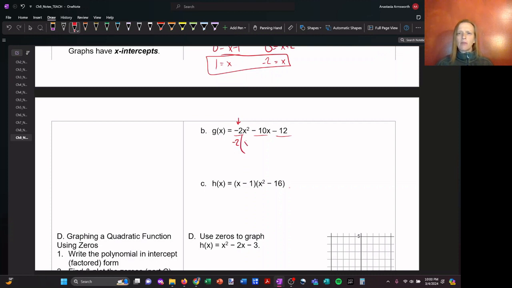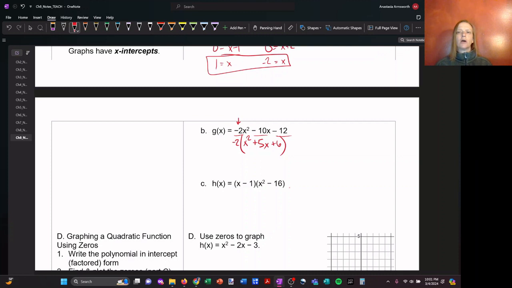And now I'm left with x squared, because -2x squared divided by -2 is just x squared. Now I've got -10x divided by -2. A negative divided by a negative is a positive, and 10 divided by 2 is 5. So that's going to be 5x. And lastly, -12 divided by -2 is +6. This polynomial looks a little less scary.